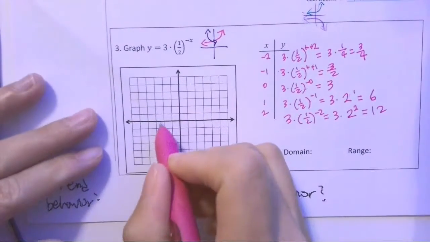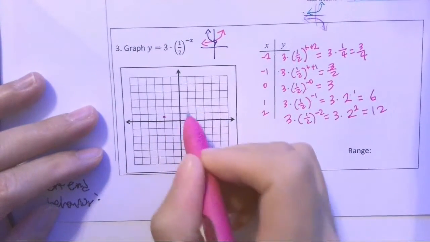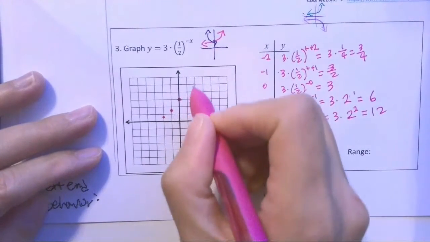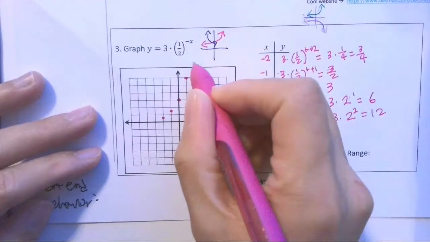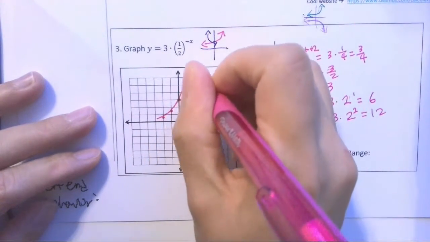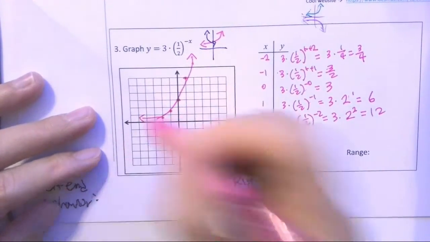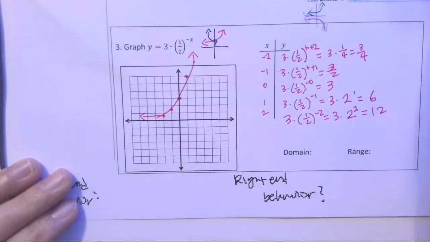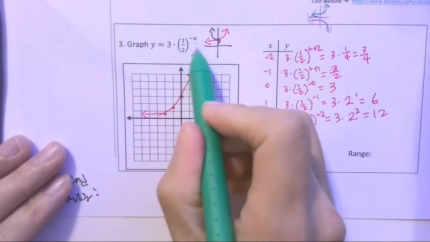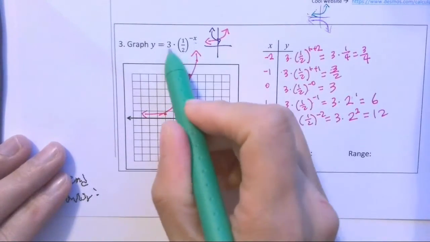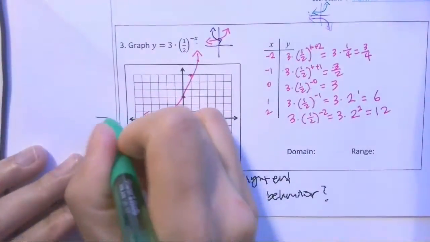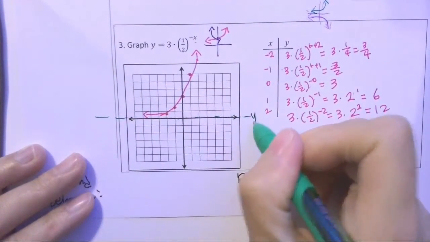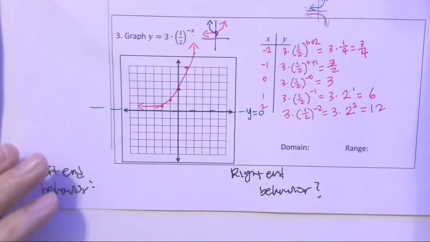So now let's go ahead and plot it. -2, 3/4, -1, 3/2, 0, 3, 1, 6, 2, 12. So I connect them. And it should look like this. Notice it looks like how we predicted. What will be my asymptote? Guys, is there any shifting up and down happening to this function? No. So my asymptote will be over here, a horizontal asymptote at y is equal to 0.